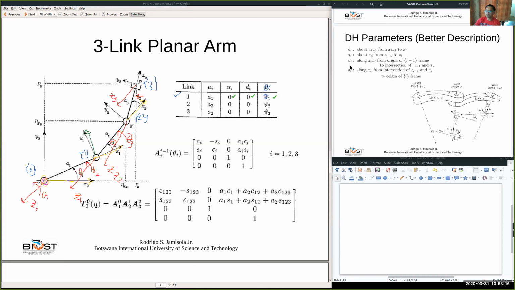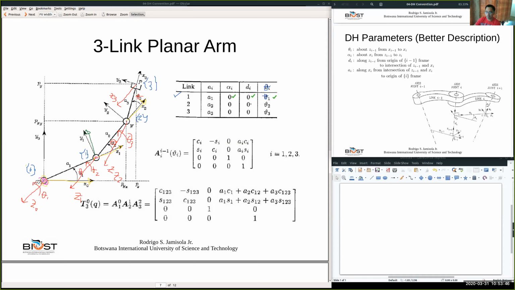So now if we look at A1, A1 is along X1. So where is X1? This is X1. Okay, so along X1 from the intersection of Z0 and X1. Where is the intersection of Z0 and X1? This is the intersection, to the origin of frame 1. So where is the origin of frame 1? This is the origin of frame 1.